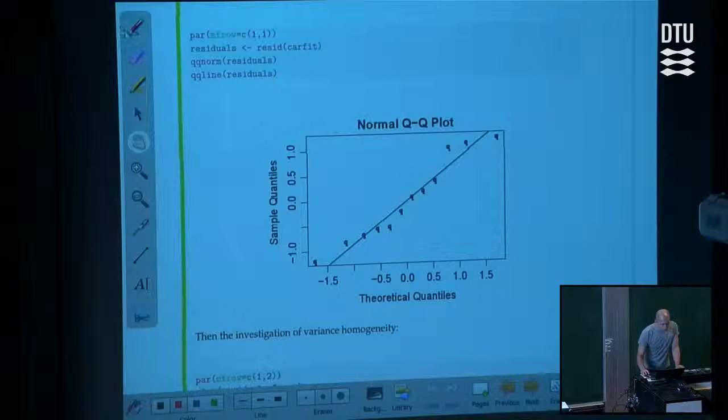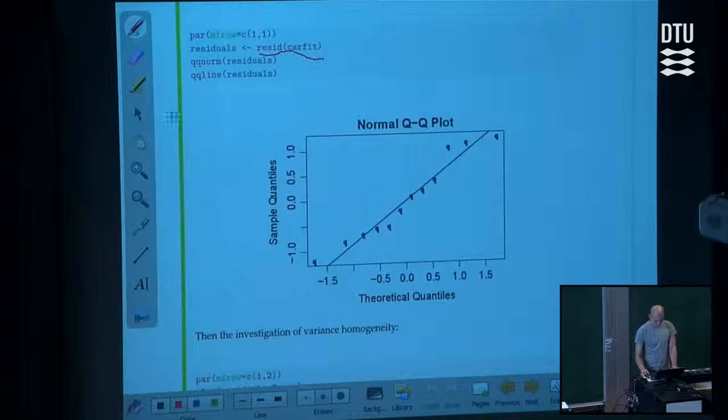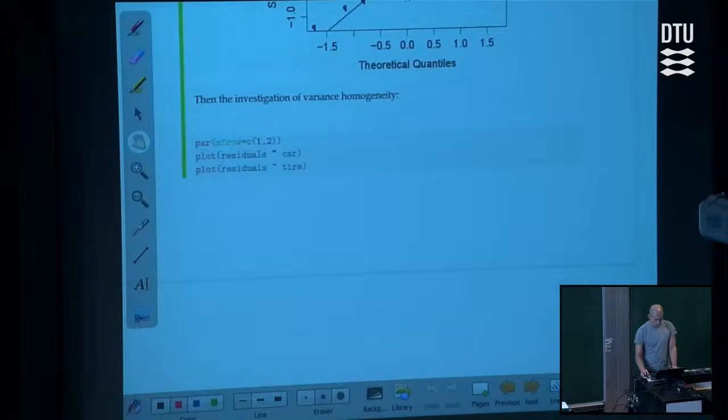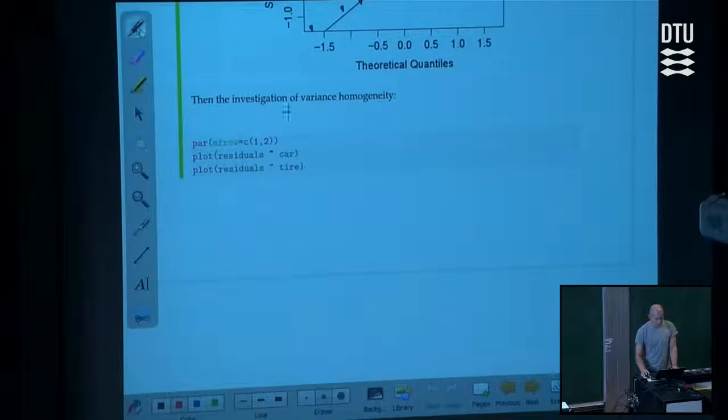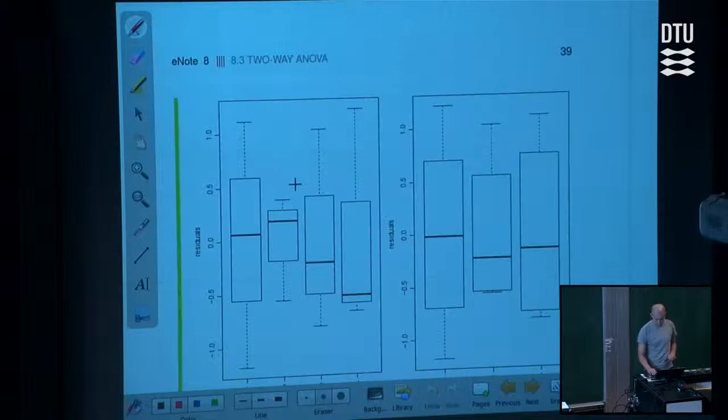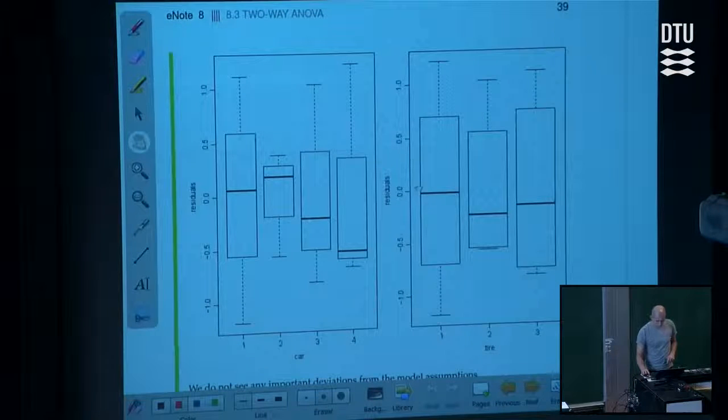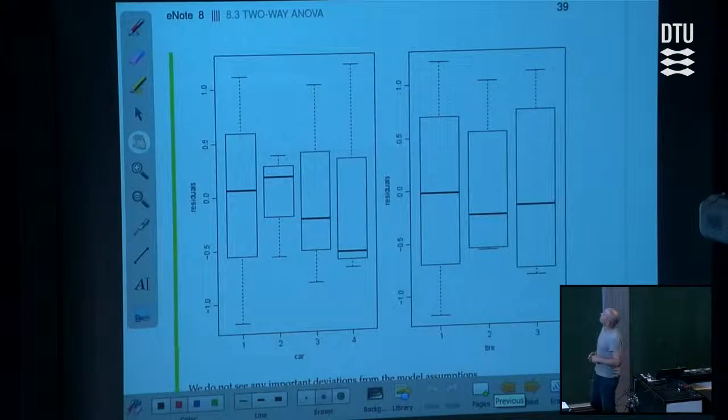Look at the thing. I'm plotting the residuals that I extract from my fit object. I do what I showed you before again, like that. I plot the residuals now versus cars and tires. Here they are. Do we have approximately the same variability across cars and across tires?